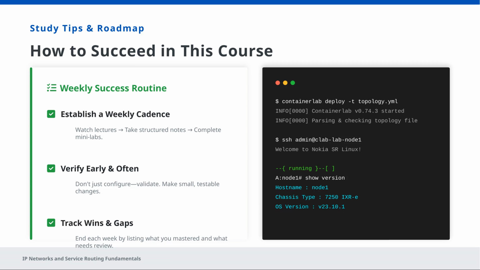Finally, pause after each section and summarize it in your own words. If you can explain a concept simply, you probably understand it. With the course orientation complete, we now move into the technical foundation: how networks are structured and how packets move.